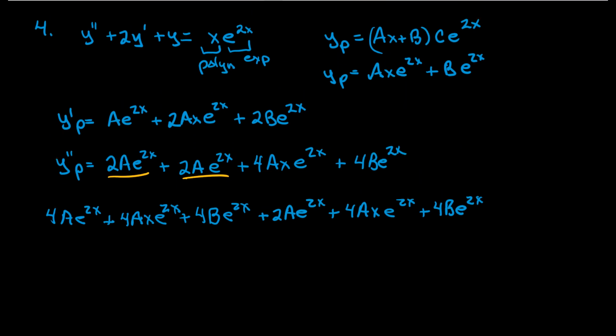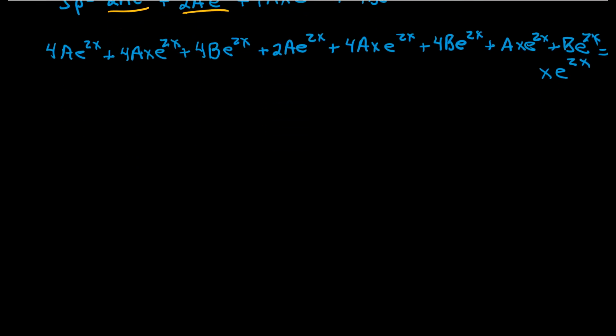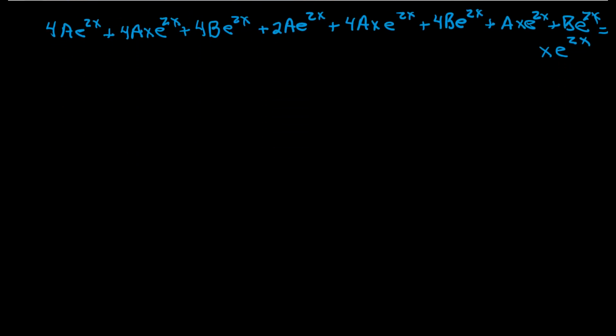Then I need to do the y, and the y is just going to be ax e to the 2x plus b e to the 2x. And I'm running out of space here, but it's going to be equal to, and if you look all the way up at the top, this is going to be x e to the 2x. Okay, so we've got a bit of sorting out to do here. What we're going to do with this equation, I'm first going to sort out my x e to the 2x terms.